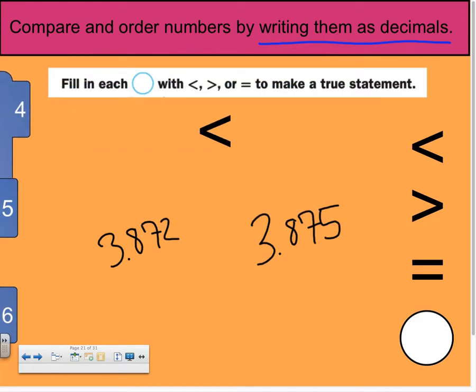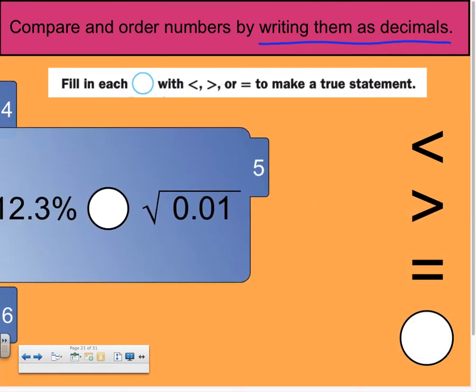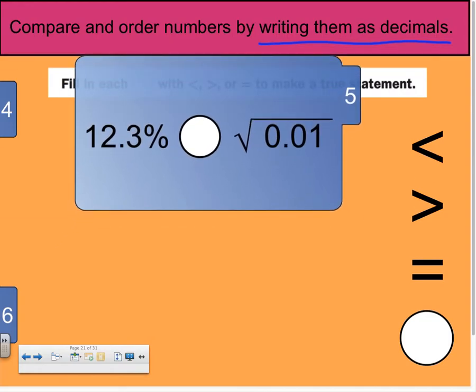All right, let's try another example. Here we have something written as a decimal. Something written as a percentage. How do I change something from a percentage into a decimal, Corbin? You divide by what? Divide by 100, which is the same as moving the decimal point to the left twice. So I go like this, and I'm left with 0.123.